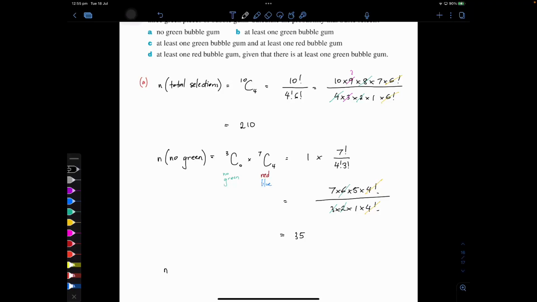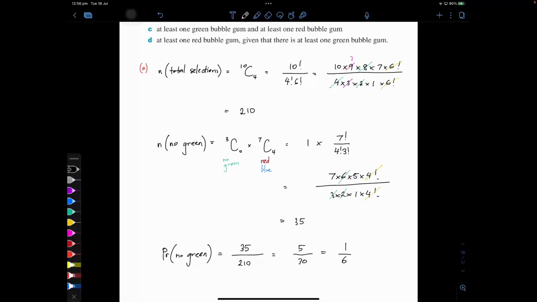Yeah, one sec. So now we're going to write it as the probability of no green is equal to the number of no greens, which is 35, divided by the total outcome. Can't you divide the 35 by 7? That's 5. What's 210 divided by 7? 30. So I can divide this a bit more. It's 1/6.